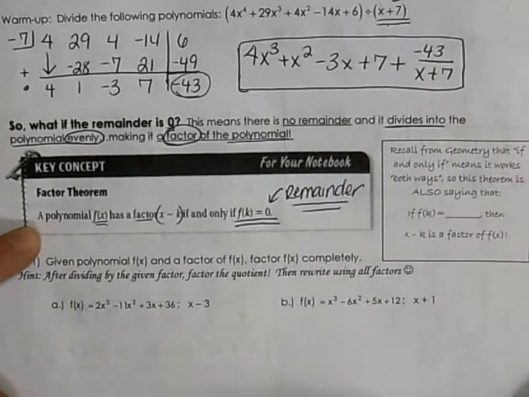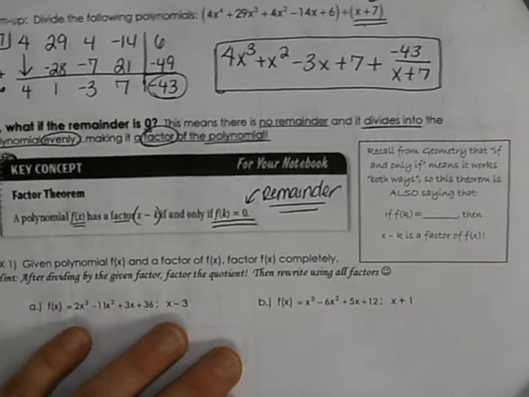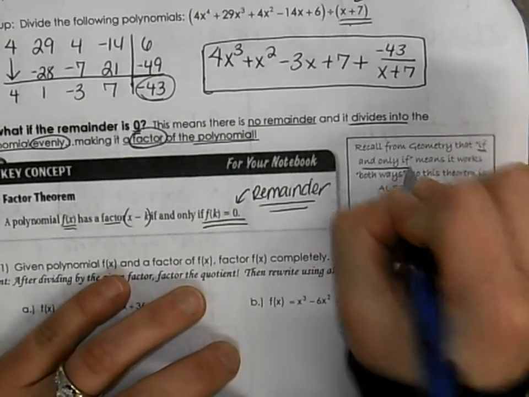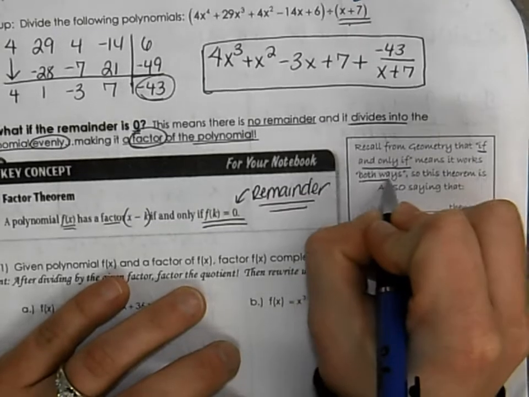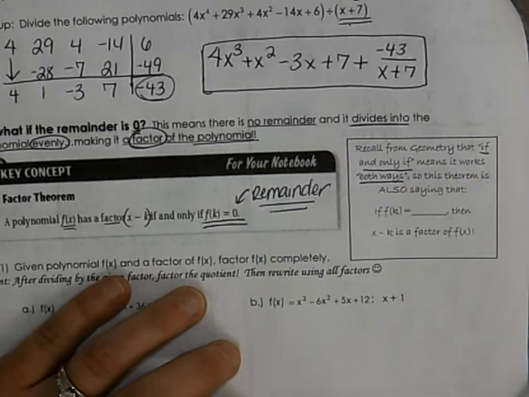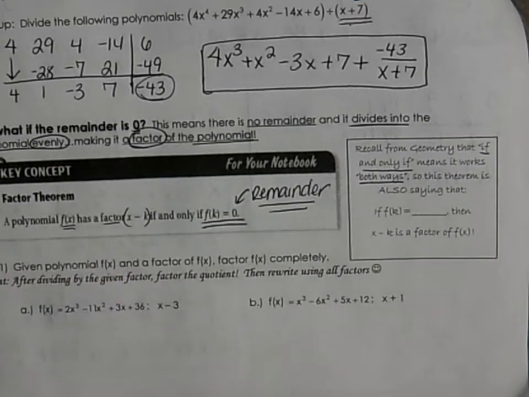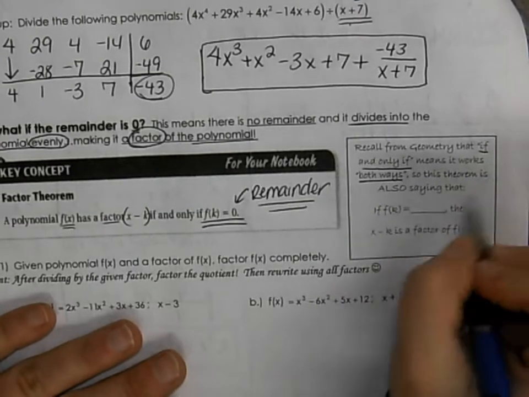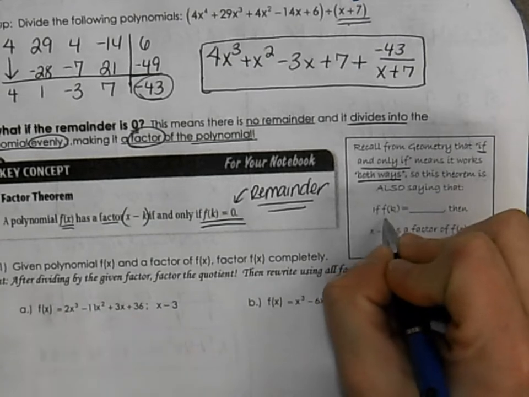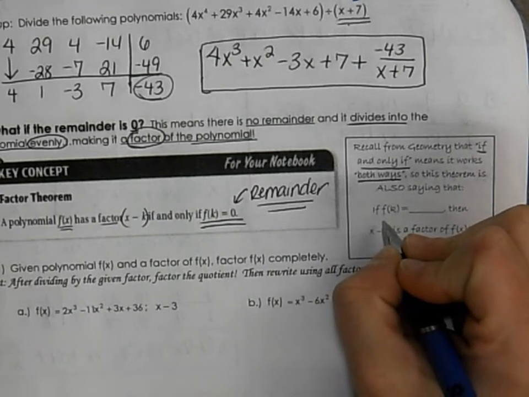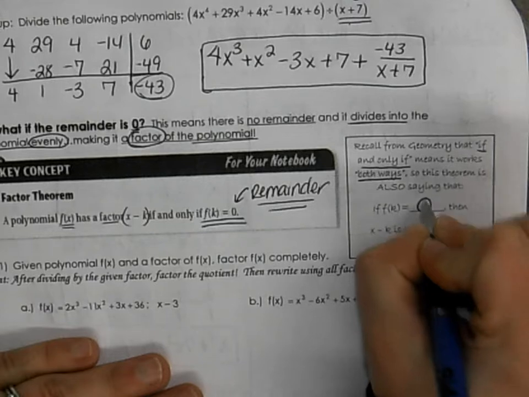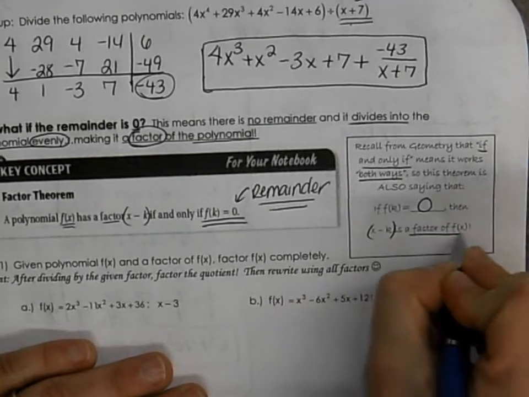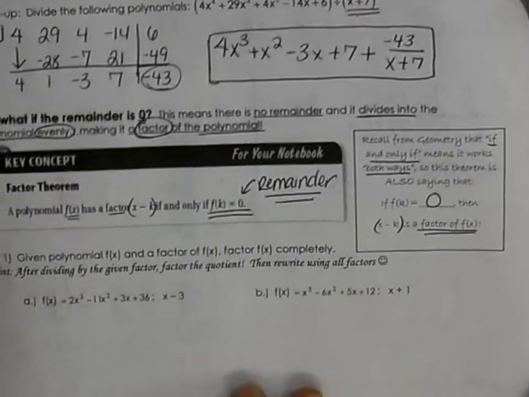And just a quick reminder from geometry, especially those of you who took honors geometry, the language of if and only if means that it works both ways. It's not just an if-then statement. So that theorem can also work as a converse as well, and it is still true. So this theorem is also saying that if f of k, meaning after you've done synthetic division, you end up with the answer of 0, then that means that x minus k has to be a factor of that polynomial.